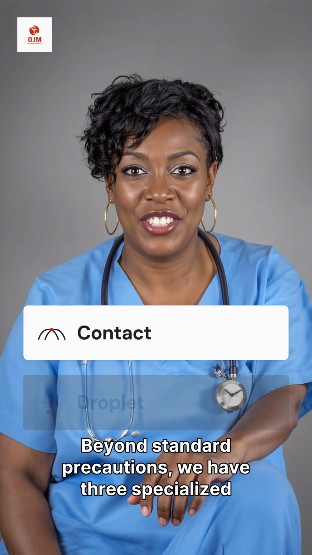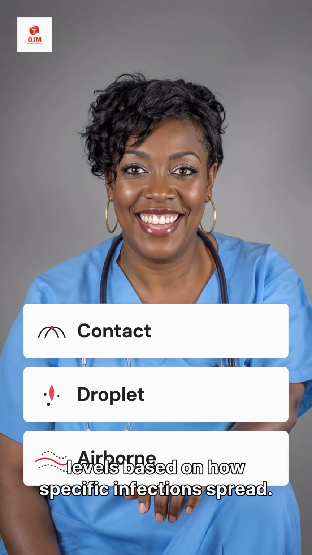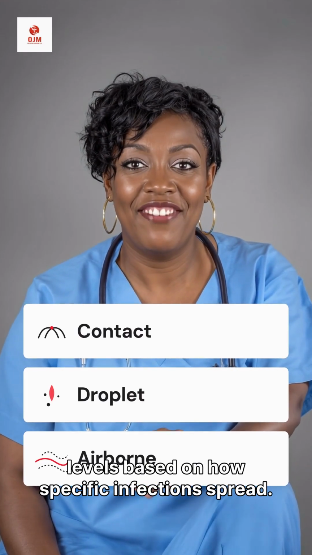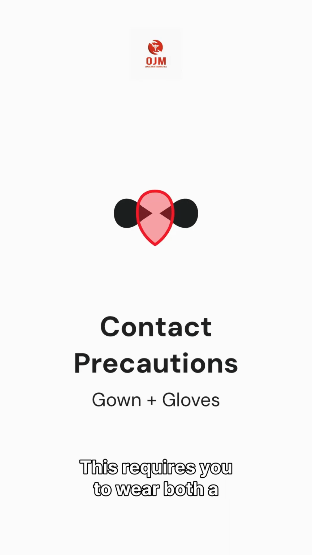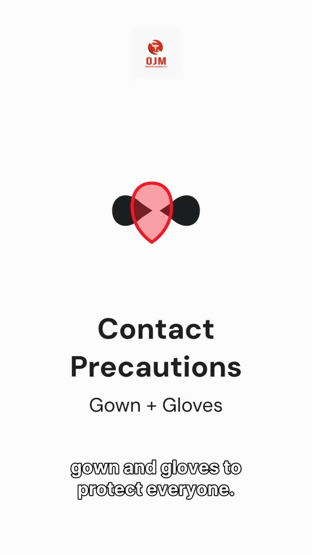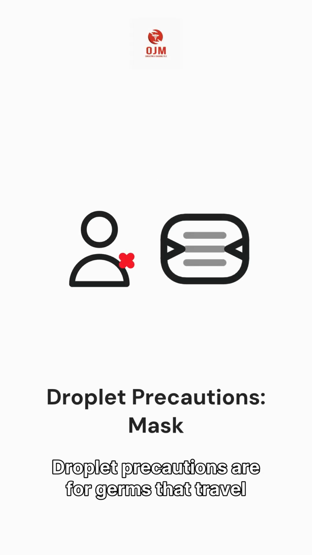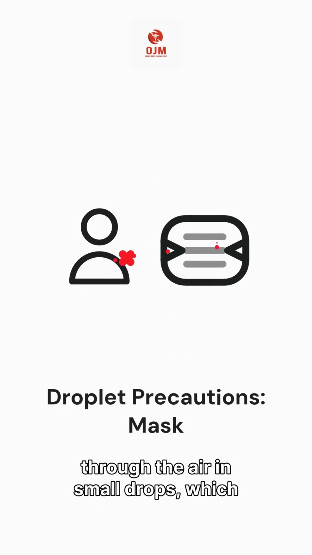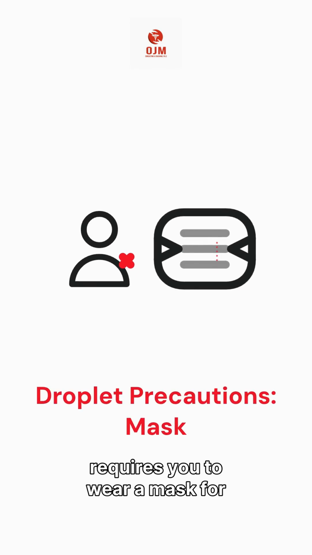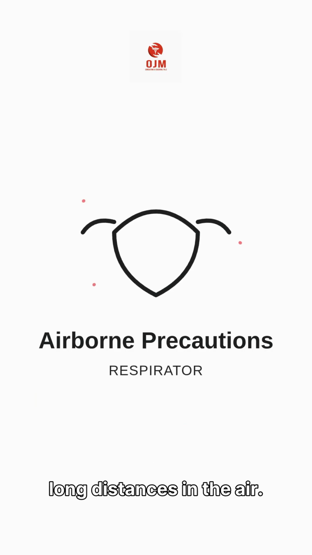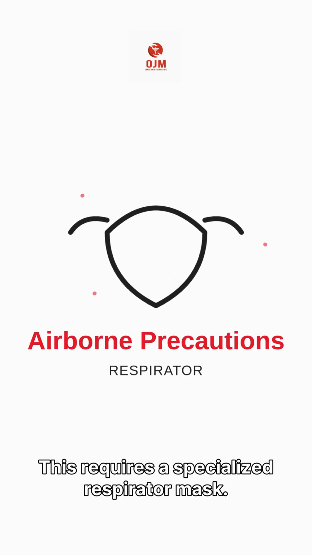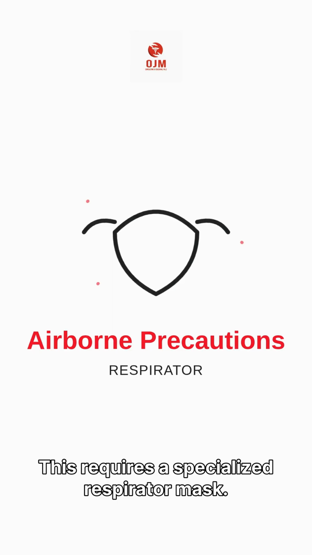Beyond standard precautions, we have 3 specialized levels based on how specific infections spread. Contact precautions prevent spread by touch. This requires you to wear both a gown and gloves to protect everyone. Droplet precautions are for germs that travel through the air in small drops, which requires you to wear a mask for safety. Airborne precautions are for germs that float long distances in the air. This requires a specialized respirator mask.